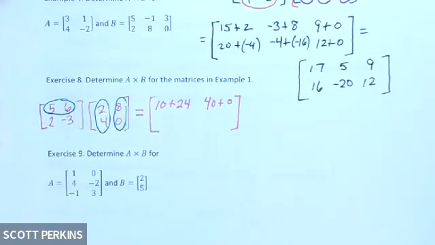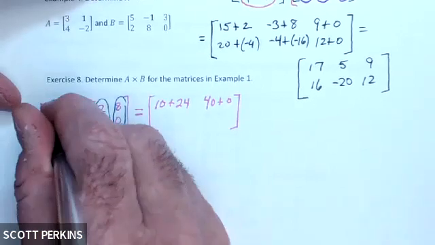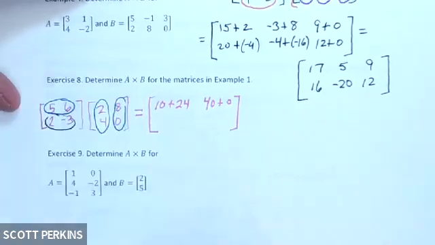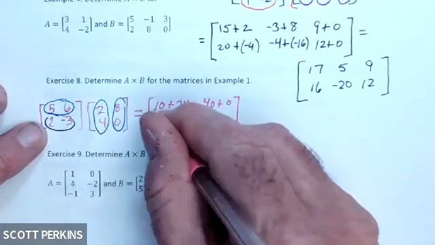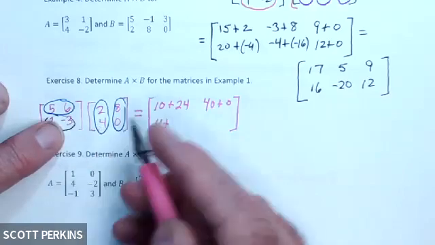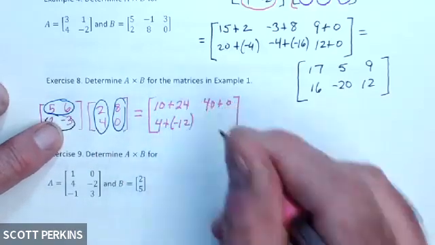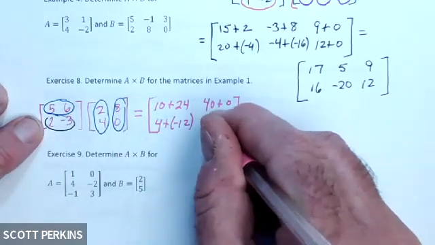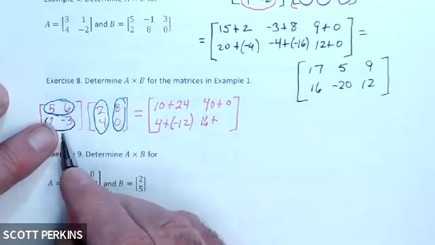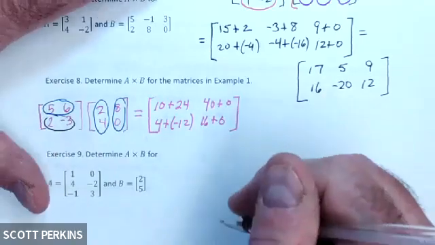So now I'm going to move my attention down to the second row. And so now I'm going to be in the second row with each of these columns. So 2 times 2 is 4, plus 3 times -4 is -12. And then the second row, second column, 2 times 8 is 16. And then -3 times 0 is 0.